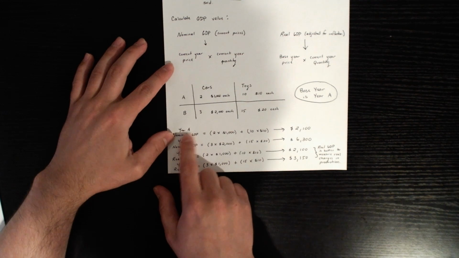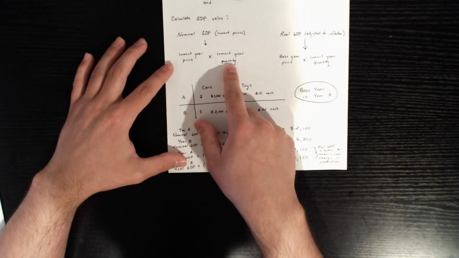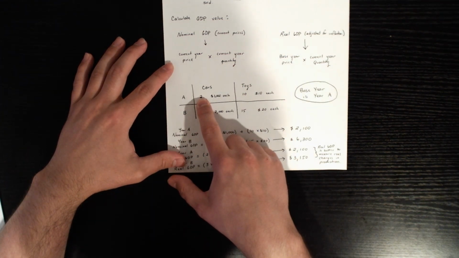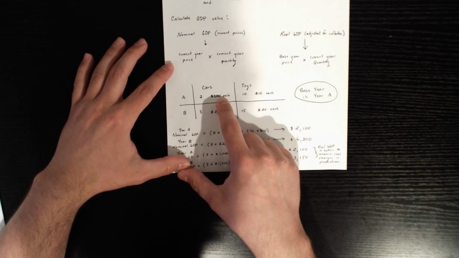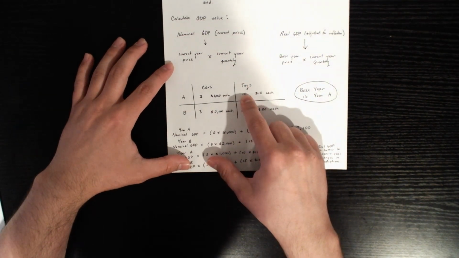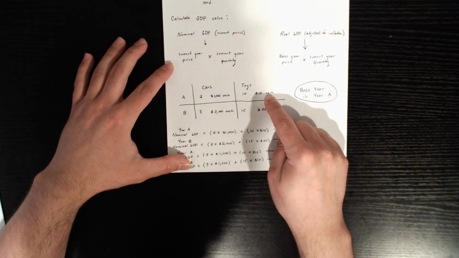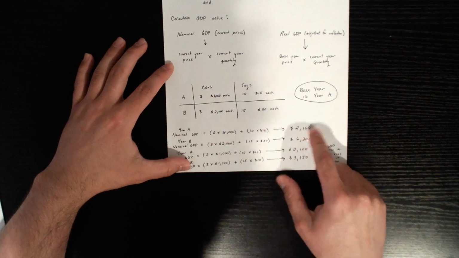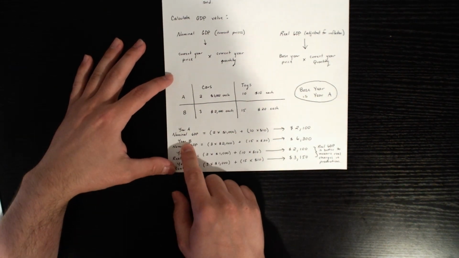So for year A nominal GDP, we're going to use the current year price times the current year quantity. So let's do it. 2, which is the current year quantity, times 1,000, which is the current year price, plus for toys, 10, which is the current year quantity, times $10, which is the current year price. And that gives us a year A nominal GDP of $2,100.